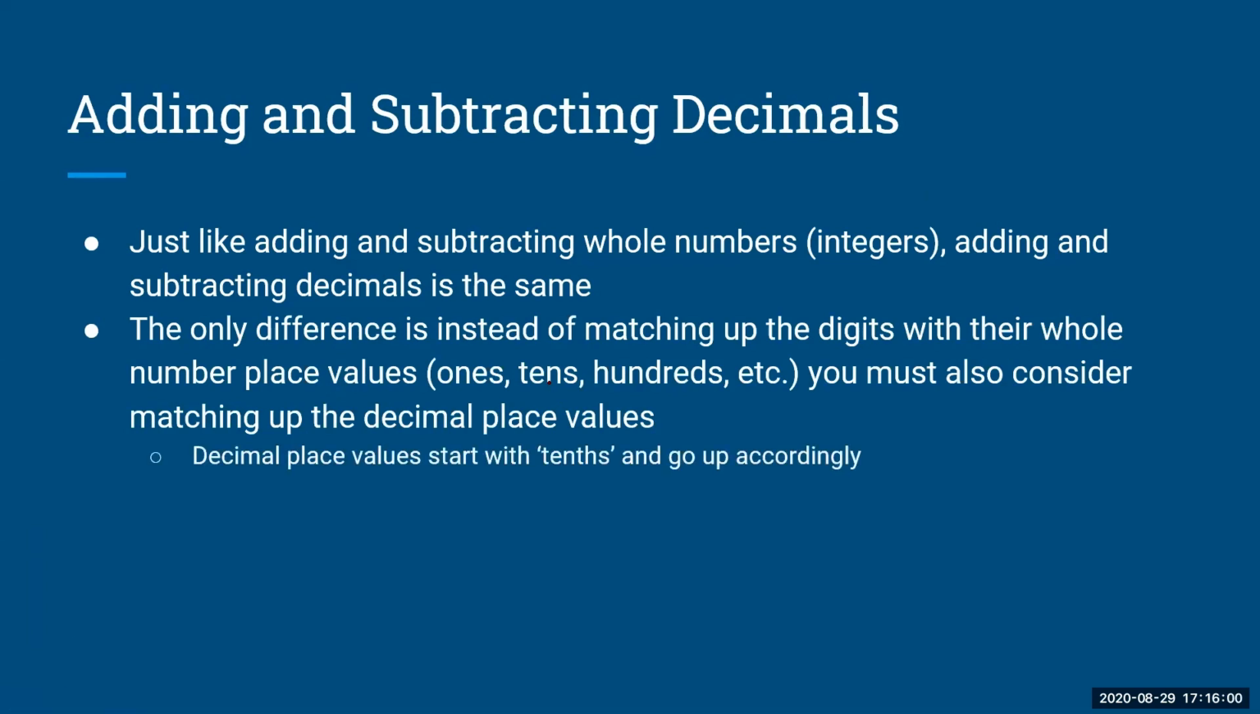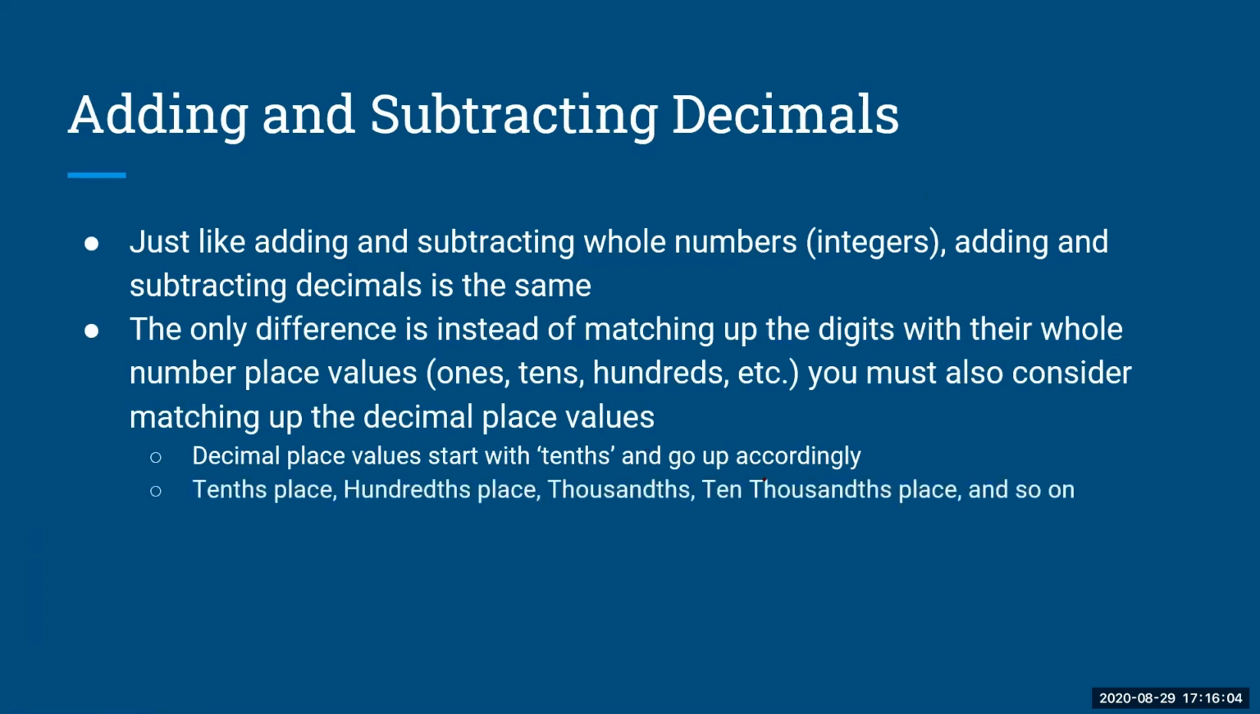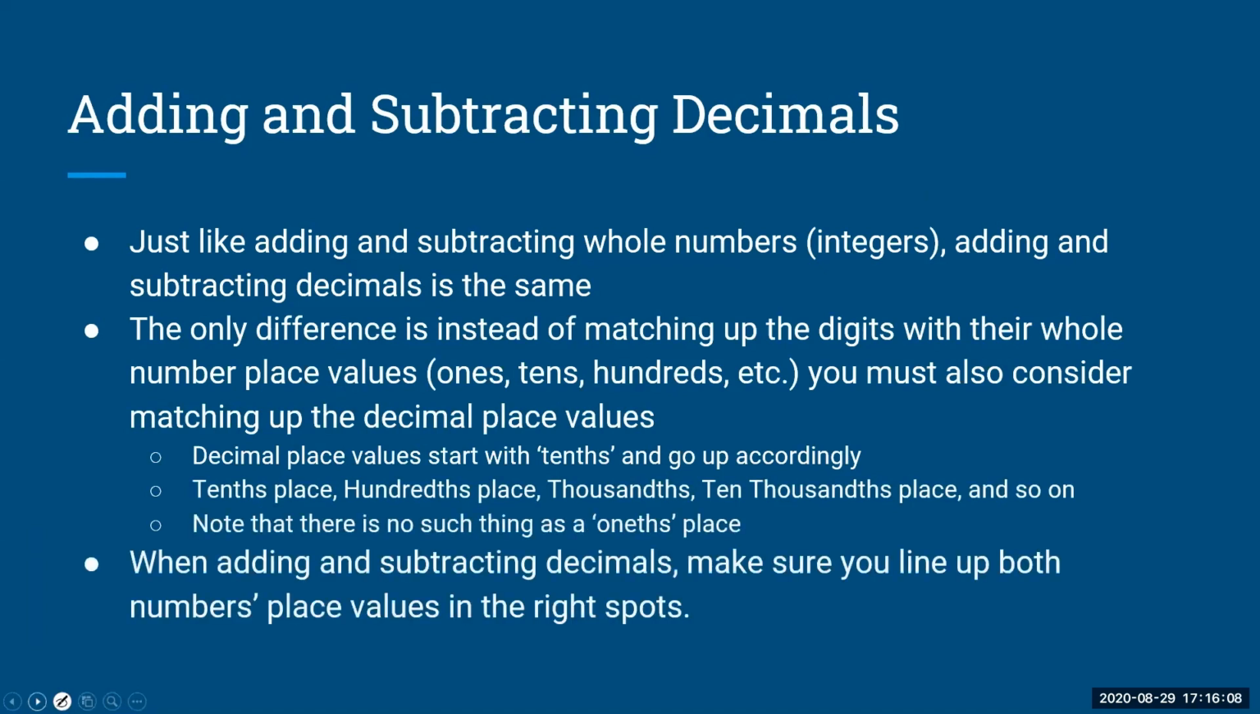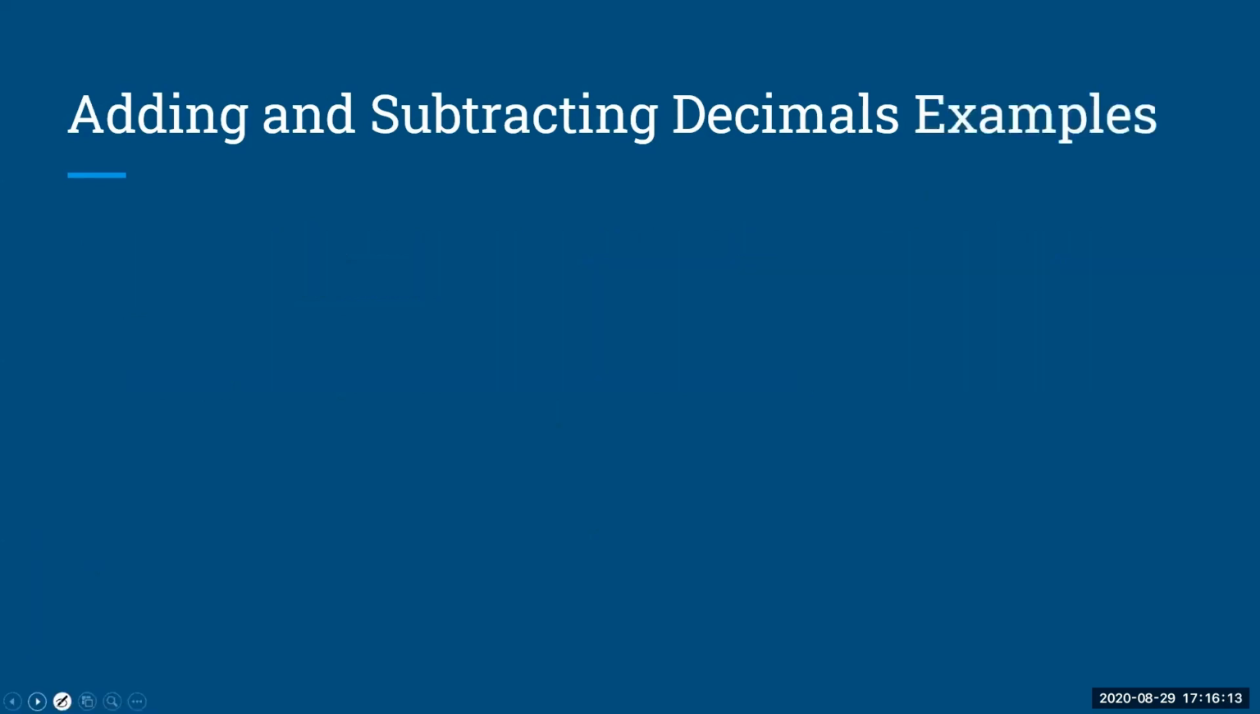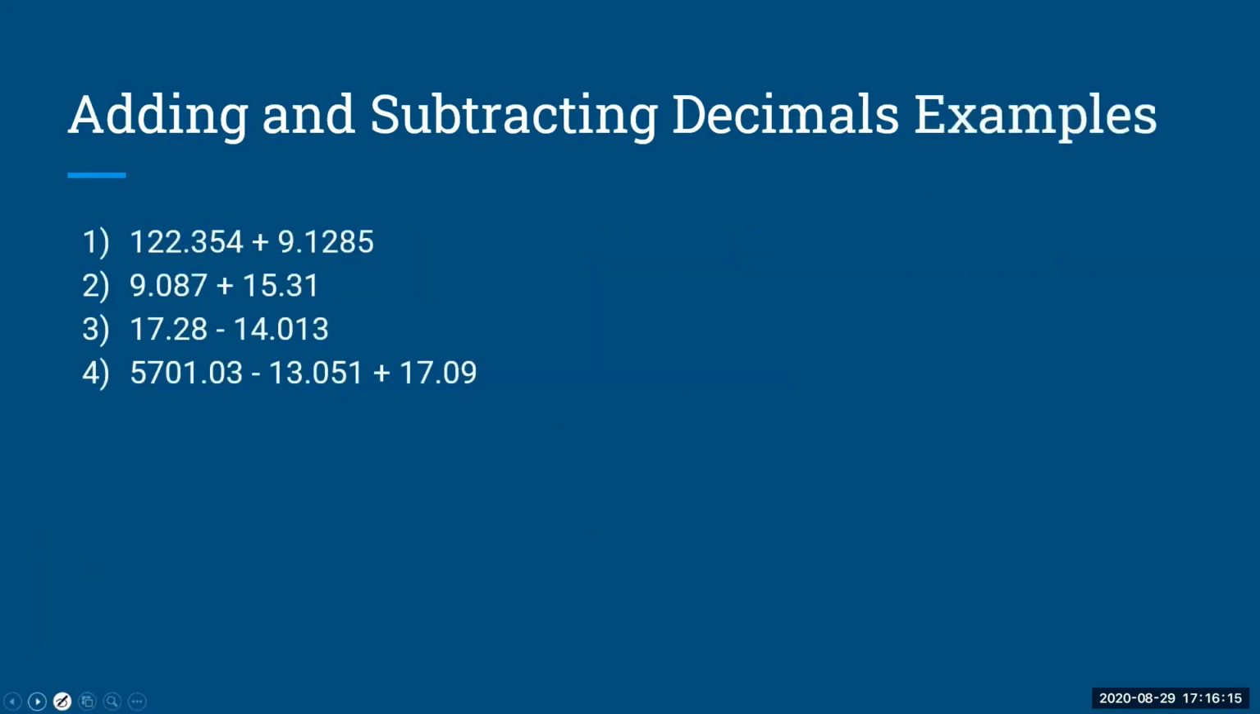So you have to consider matching up the decimal place values. They start with tenths, obviously. Then hundredths, thousandths, you guys know that? There's no such thing as oneths, obviously. And when you add and subtract decimals, you line up both numbers' place values in the right spots. So, example. Well, actually, do you guys know how to do this? You guys need me? Okay, I'll do number 1 with you guys.